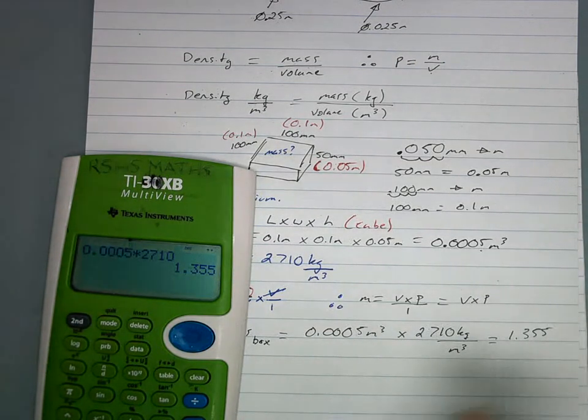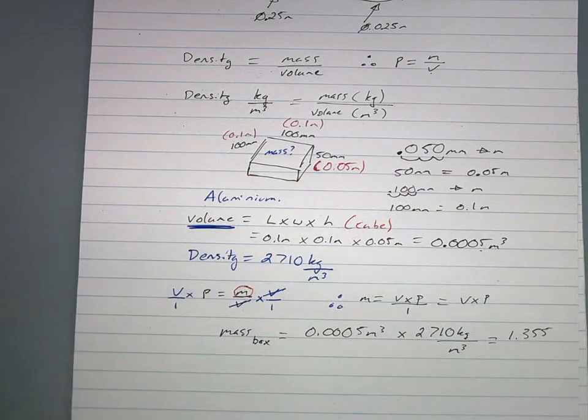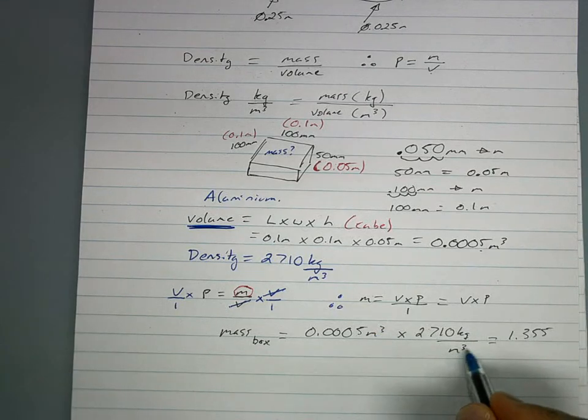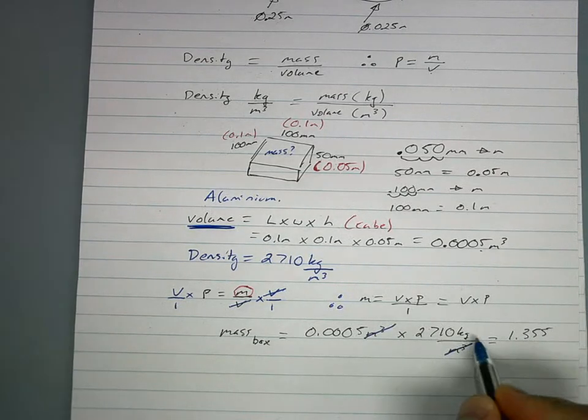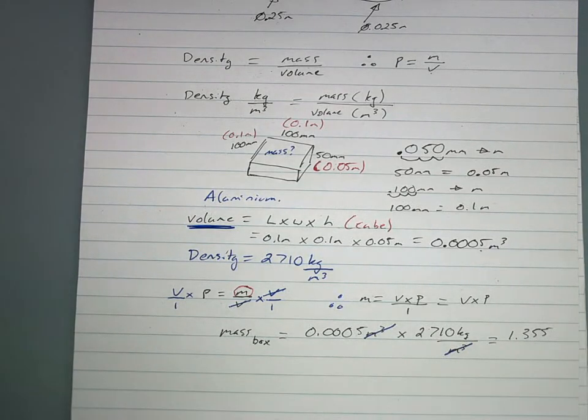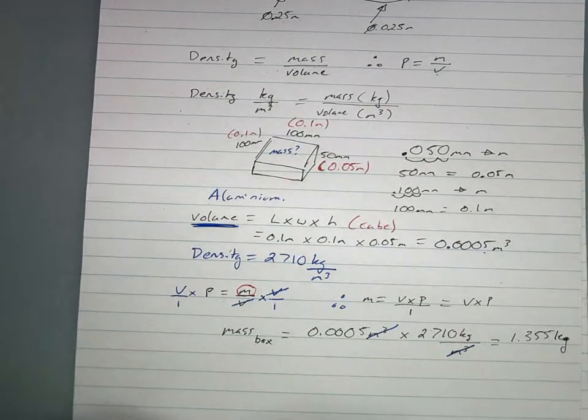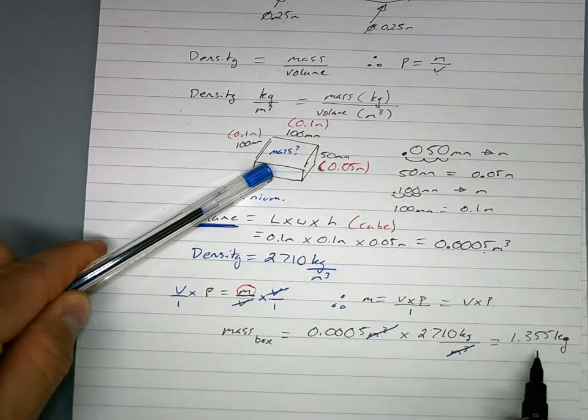So we get 1.355, and you might want to know what unit that's in. Let's have a look. We have meters cubed on the top and meters cubed on the bottom. See, those cancel out, and you're left with kilograms. So this block weighs 1.355 kilograms.